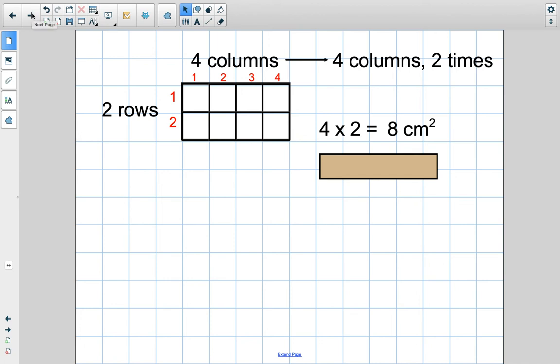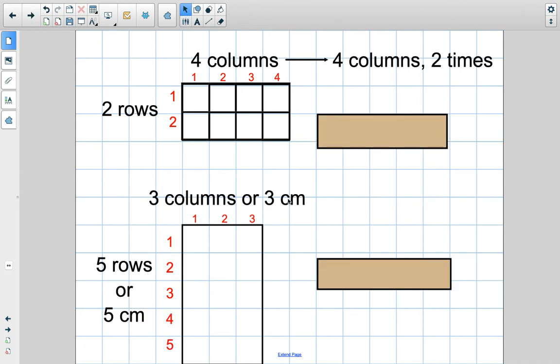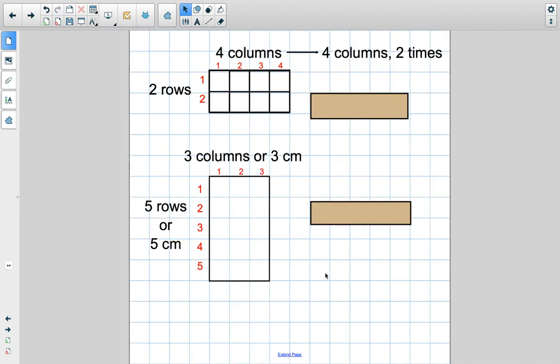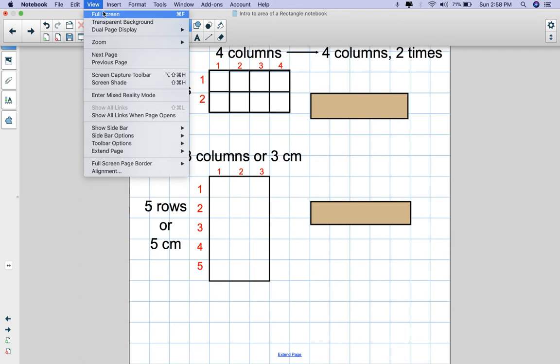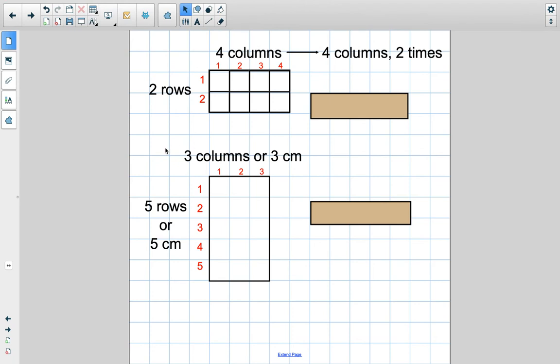Let's take a look at the other rectangle we did, this bigger one here. Uh-oh, it got cut off. Just one second. There we go. So I'm going to change the view here to make it look a little better. Zoom entire page. Okay, that's good enough. So here I've got 3 columns, 1, 2, 3, and 5 rows, 1, 2, 3, 4, 5.